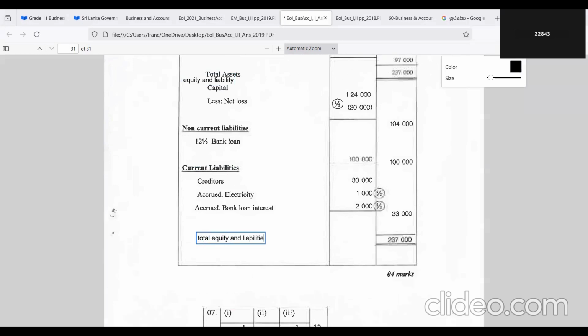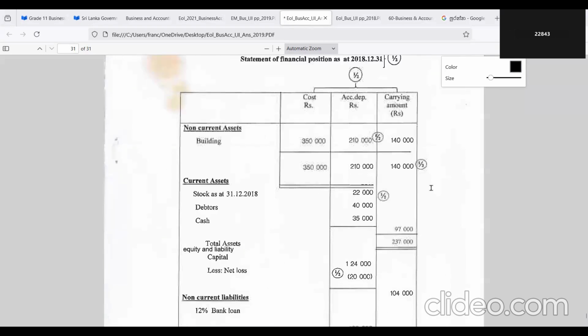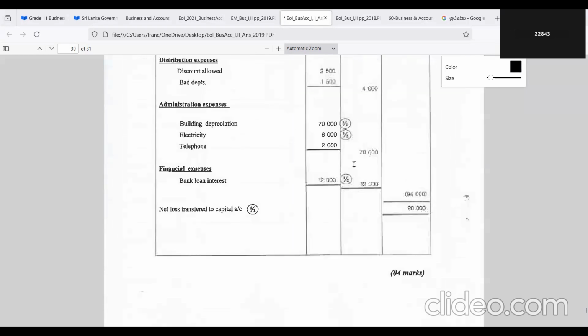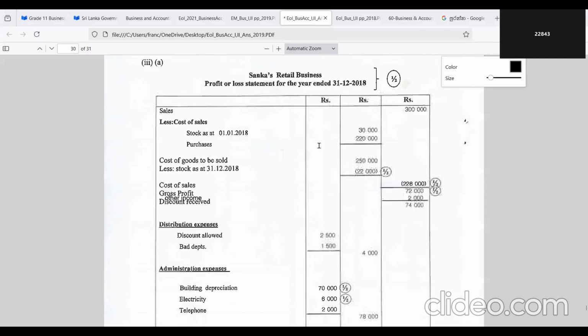Now, when you watch the recording, do not copy this answer at once. First of all, try to draw the format alone and do the sum alone. Then refer to my recording and correct your answer. Okay, so I'll start discussing it.